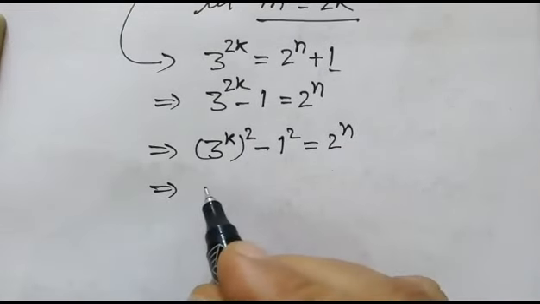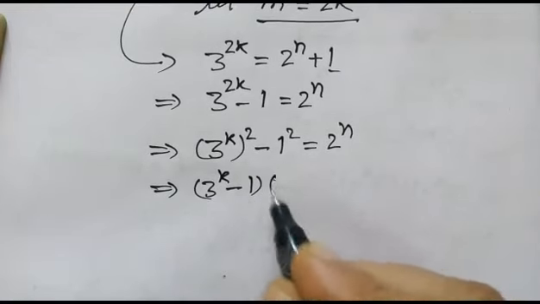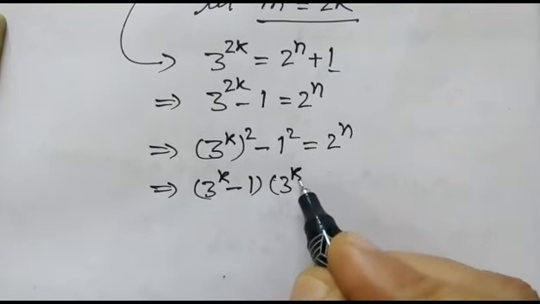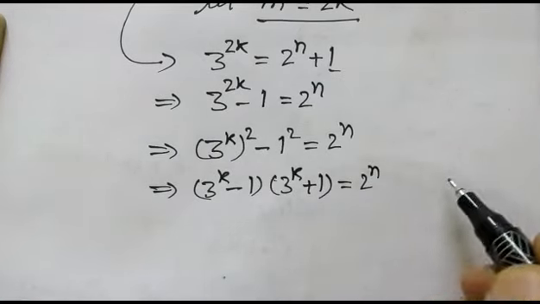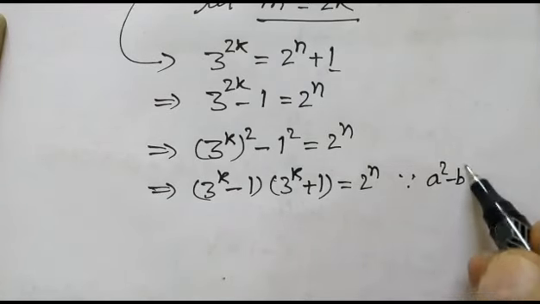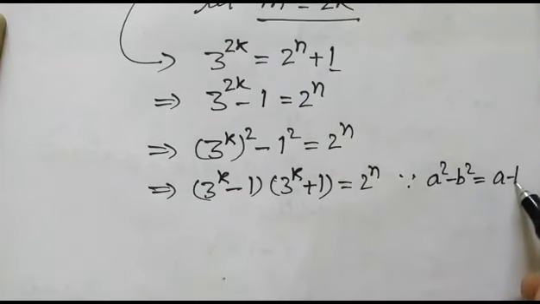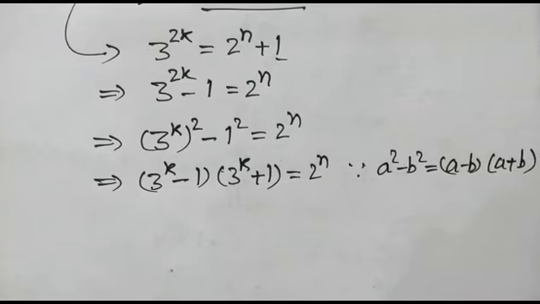So (3 to the power k minus 1) into (3 to the power k plus 1) is equal to 2 to the power n, because a square minus b square is equal to (a minus b)(a plus b).